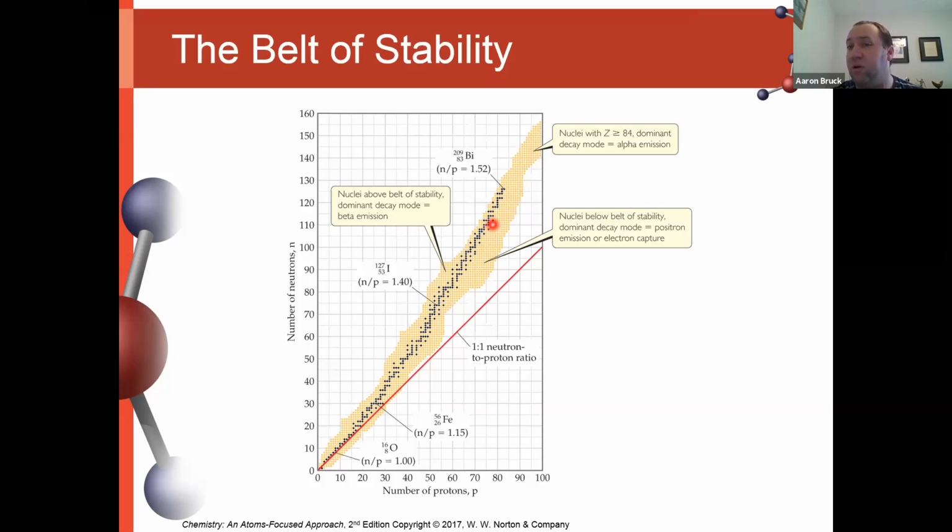So that's an important thing to note. And the reason why that's important is that it says that bismuth is the last stable nucleus. Everything after bismuth is radioactive in some kind of way and is unstable. That doesn't mean that it's not naturally occurring. That just means that if we find it, it is unstable. It is radioactive.